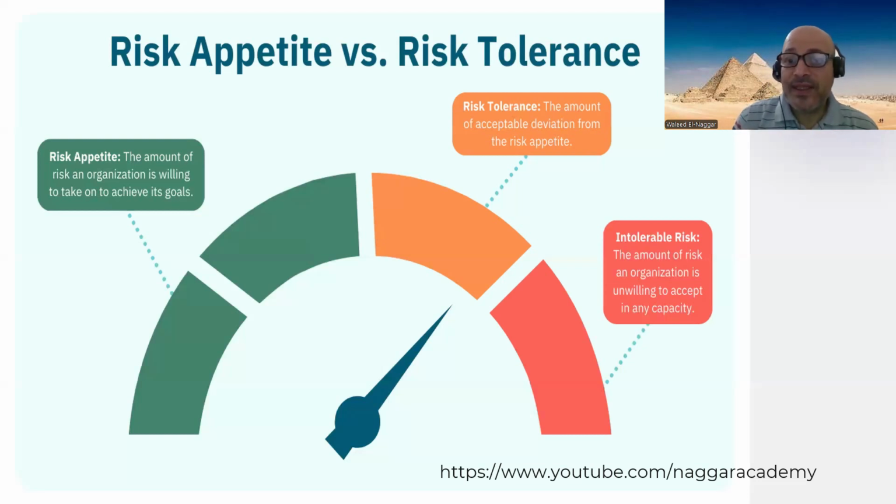So the risk tolerance is some extra risk that you can deviate from risk appetite temporarily, but within a certain limit, because you have some sudden requirements, something that you have to face, some extra risk that you have to take temporarily and within a limit. But of course, you cannot go to the red area.